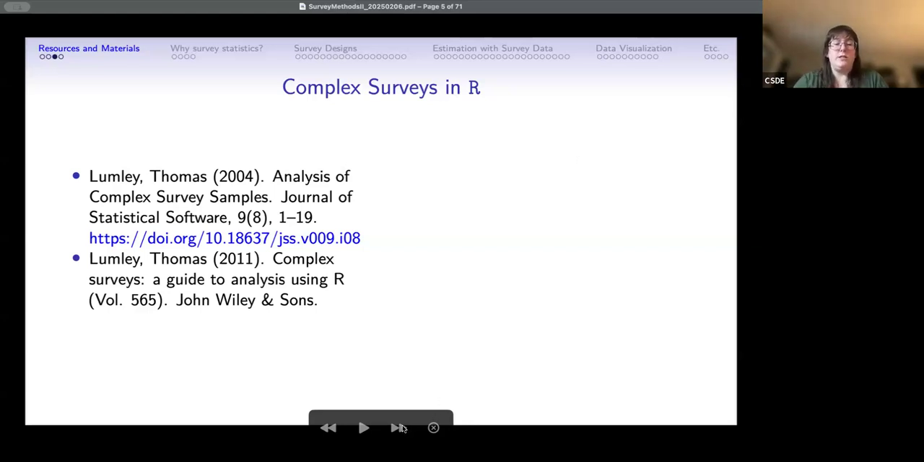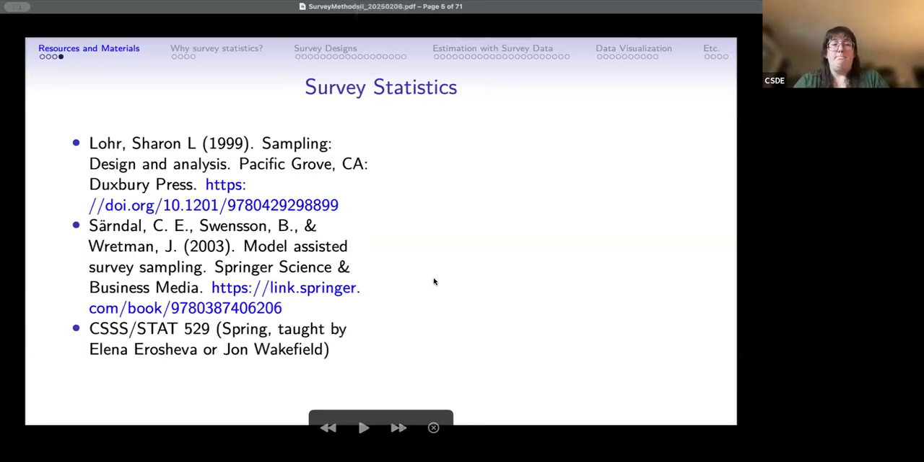And also, just of note, Thomas Lumley used to be faculty here at UW in the biostat department. There's also supposed to be a nice little picture here. I don't know where that went, but when I want to read about the intuition behind a lot of things in survey statistics, I always revisit Lohr. This sampling design and analysis textbook.